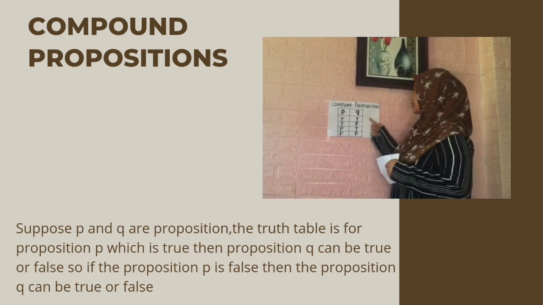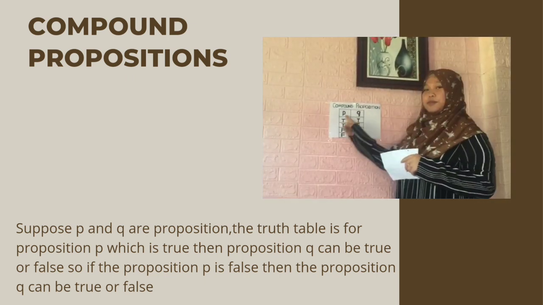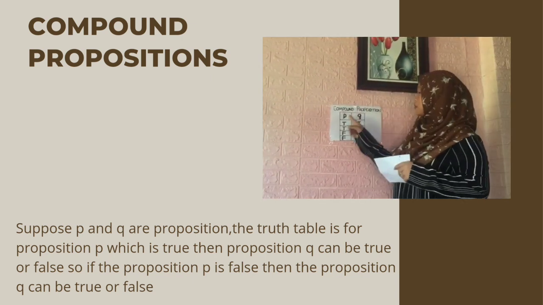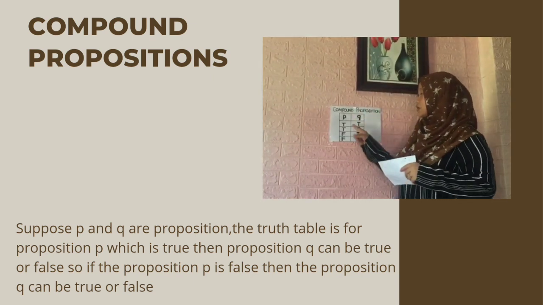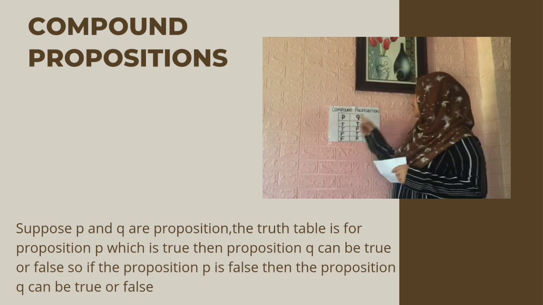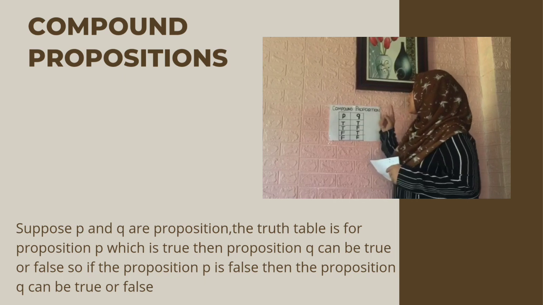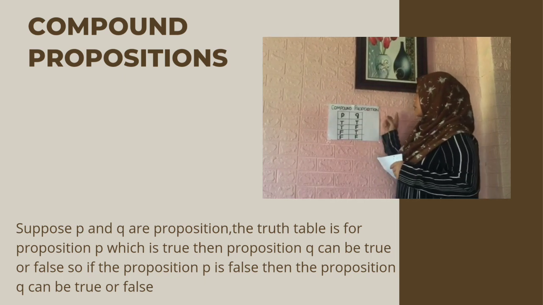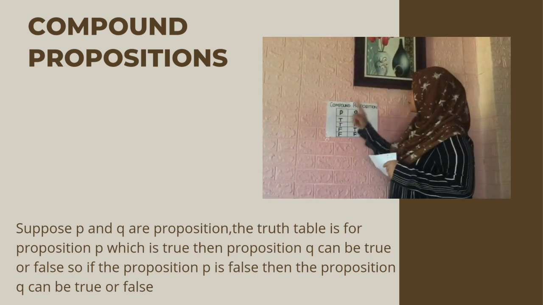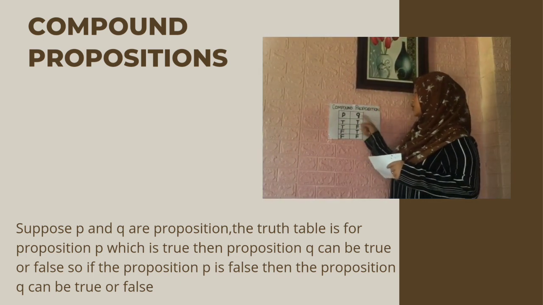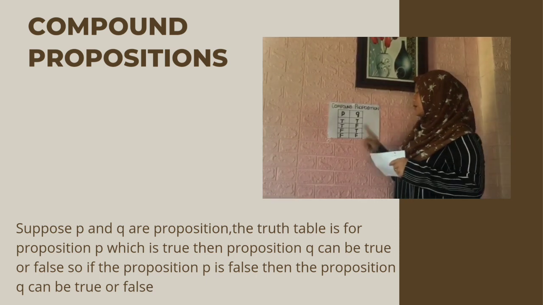Compound proposition. Suppose P and Q are propositions. In the truth table, if proposition P is true, Q can be true or false. Then if the proposition P is false, then proposition Q can be true or false.